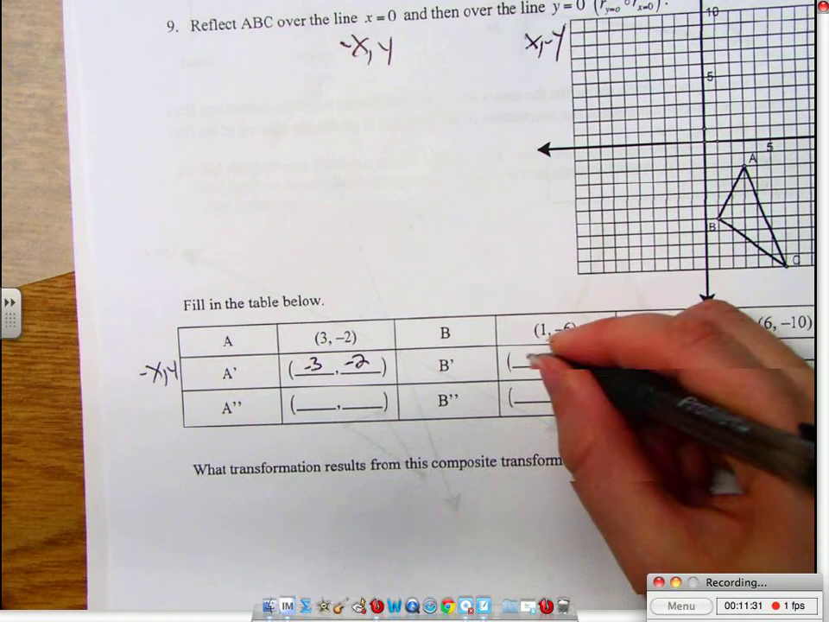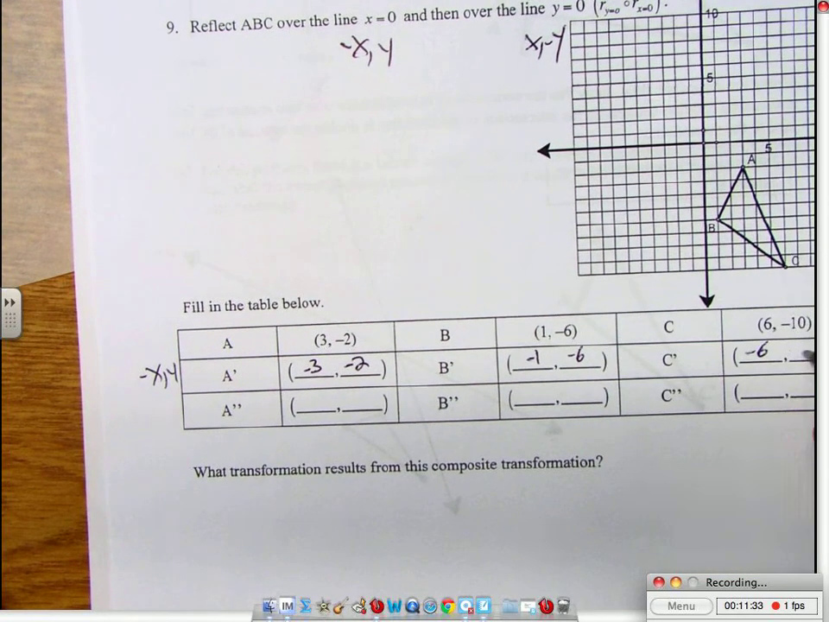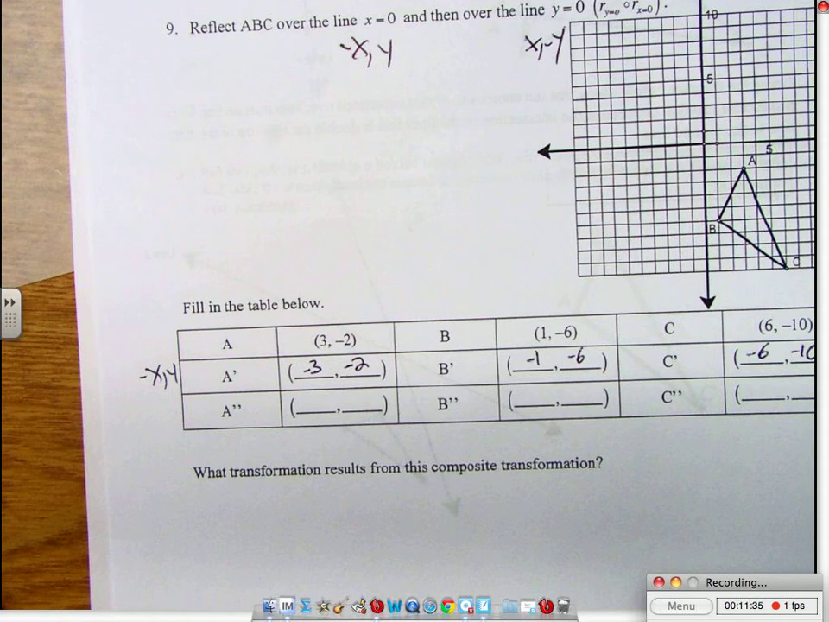All I'm doing, so I get negative 3, negative 2, negative 1, negative 6, and negative 6, negative 10. All I did was change the sign of the first one.